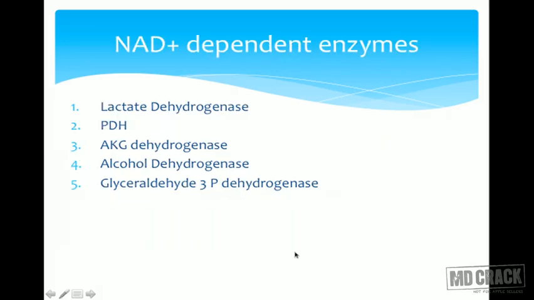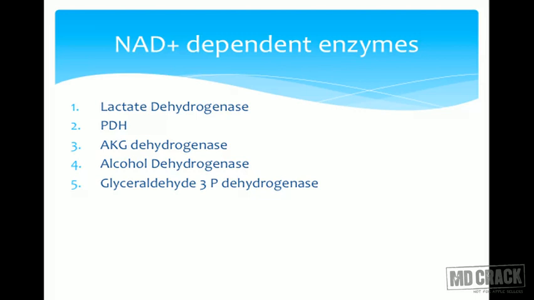So let us look at certain NAD plus dependent enzymes. Which are these? So many dehydrogenases are there. Some of these which you need to remember include lactate dehydrogenase, pyruvate to lactate. Other is pyruvate dehydrogenase, pyruvate to acetyl-CoA. Other is alpha ketoglutarate dehydrogenase. Alpha KG, where did it come? It is a part of the TCA cycle.